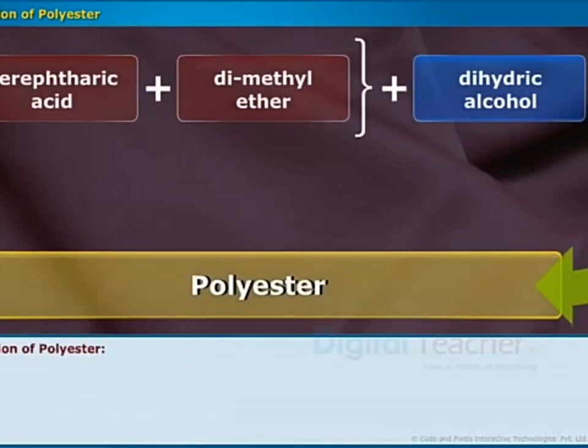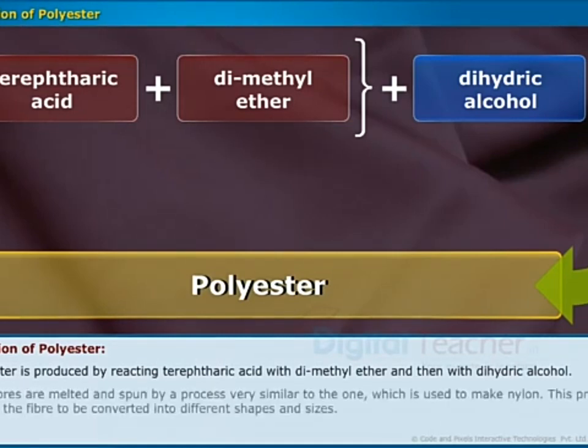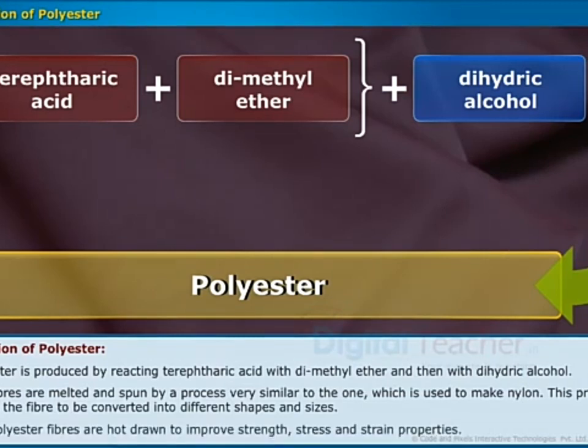Let us now discuss how polyester is prepared. Polyester is produced by reacting terephthalic acid with dimethyl ether and then with dihydric alcohol. The fibers are melted and spun by a process very similar to the one used to make nylon. The polyester fibers are hot drawn to improve strength, stress, and strain properties.